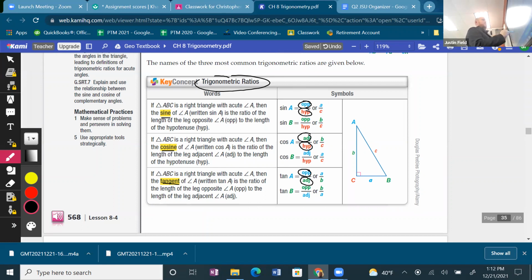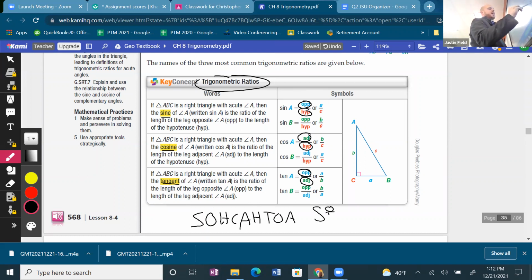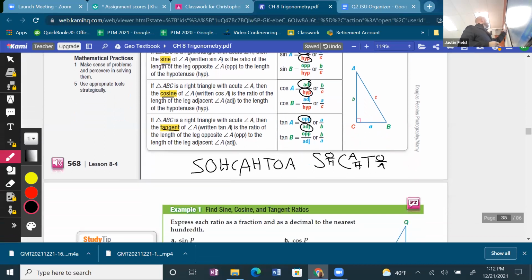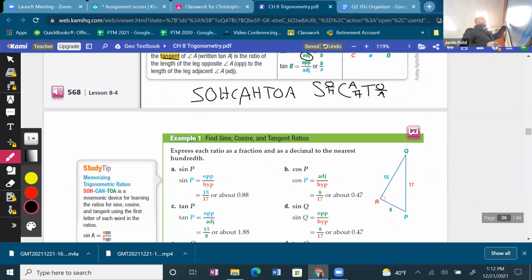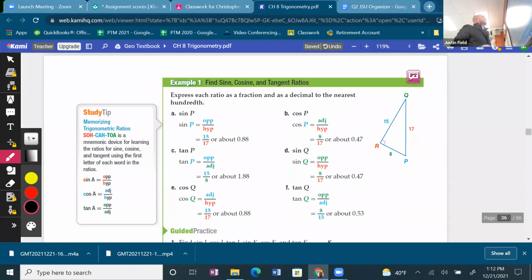We remember that with the phrase SOHCAHTOA, which I said at the end of last class, or I like to write it like this. SOH: sine is opposite over hypotenuse. CAH: cosine is adjacent over hypotenuse. And TOA: tangent is opposite over adjacent. All right, SOHCAHTOA. How can you forget that? It's a fun word to say.